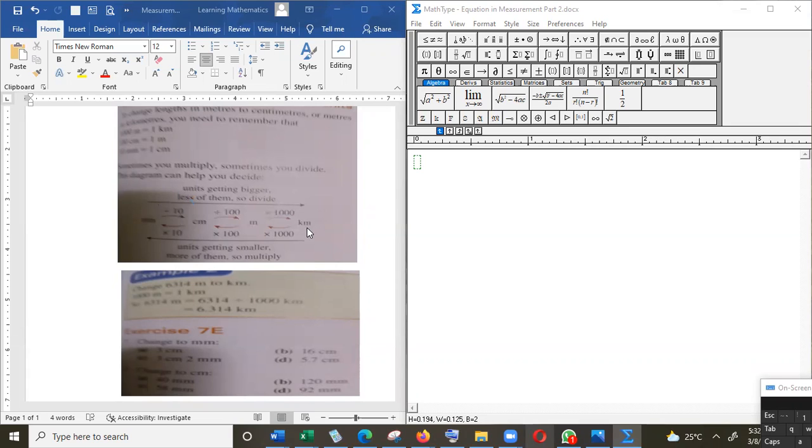But if you have kilometers and you want to convert it to meters, you have to multiply by 1,000. And if you have meters and you want to convert it to centimeters, you have to multiply by 100. If you have centimeters and you want to convert it to millimeters, you have to multiply by 10.